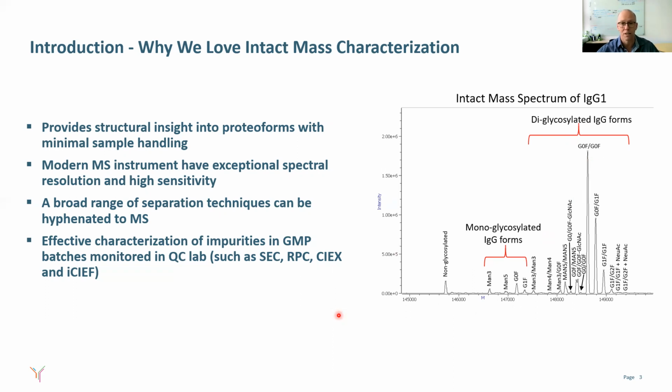It's being release tested and stability tested in a QC lab using techniques such as size exclusion, reverse phase, or ion exchange chromatography, or imaging capillary isoelectric focusing. So with the impurity profile we see in the QC lab, we can now mirror that separation and get an MS readout directly in our characterization lab. So it really is extremely powerful that we're able to use all these separation techniques in combination with MS.